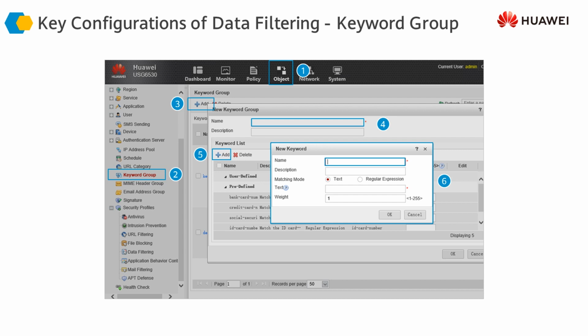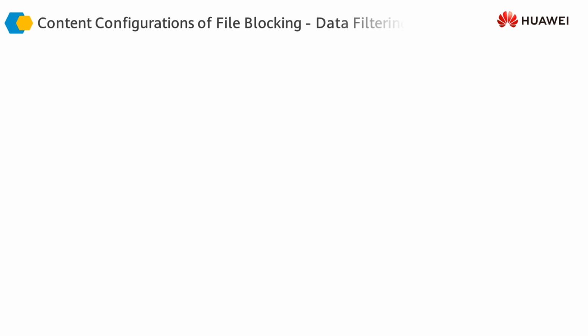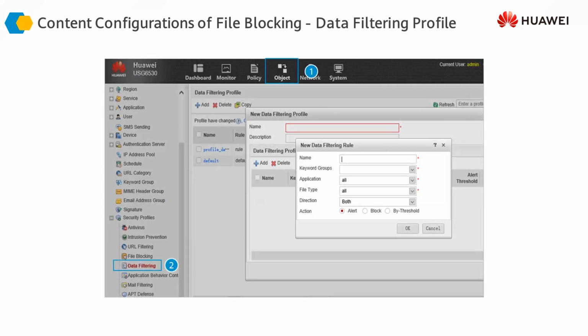So let's go ahead and do the data filtering configuration. So we go to object, we go to data filtering, and in the data filtering profile we are trying to add a new profile, so we click add here and we create a new profile, and in the new profile we are creating or defining new rules. We add a new rule. So here we give the name of the rule, and this is the keyword group which we are going to select, which we created in the last step, and we are going to refer that keyword group here.